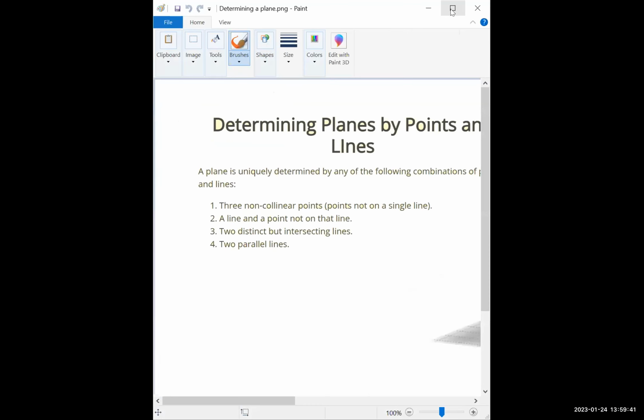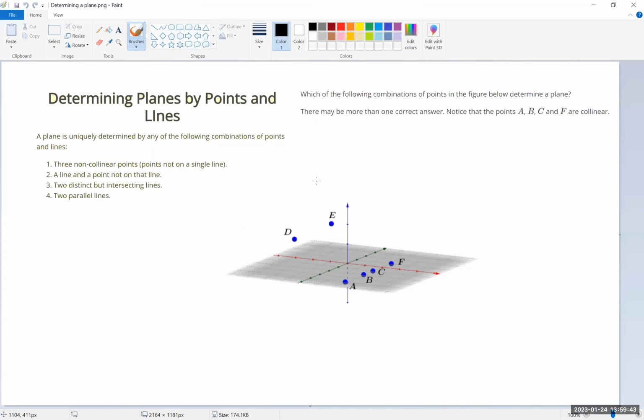All right, let's go ahead and look at this problem in this section. It's actually over here on the right-hand side. And it says, which of the following combinations of points in the figure below determine a plane? So in the actual problem, they give you some choices, but we're just going to talk through what some of the possibilities might be. It says there may be more than one correct answer.